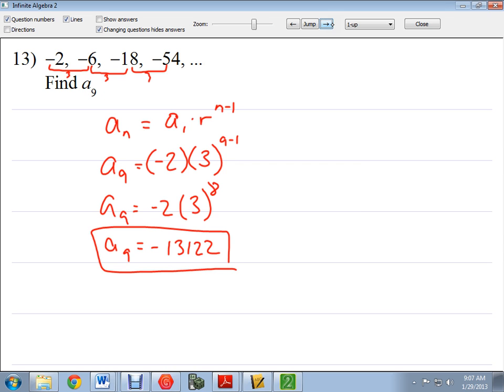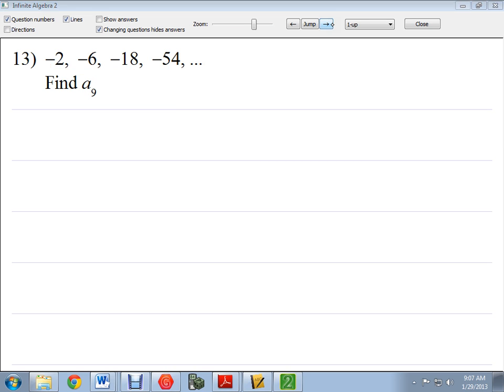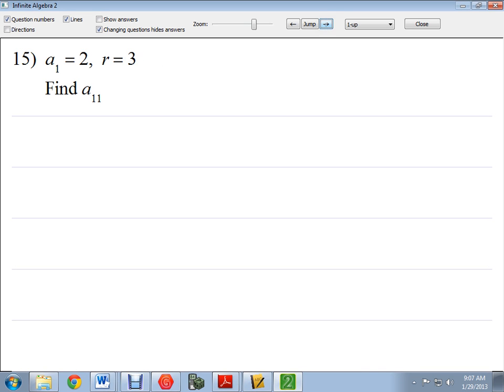Very similar things happen with geometric sequences based on the information given. It can give you a1 and r, and this will be a very easy calculation using the formula. It could give you a2 and r, and again we'd have to work our way backwards.